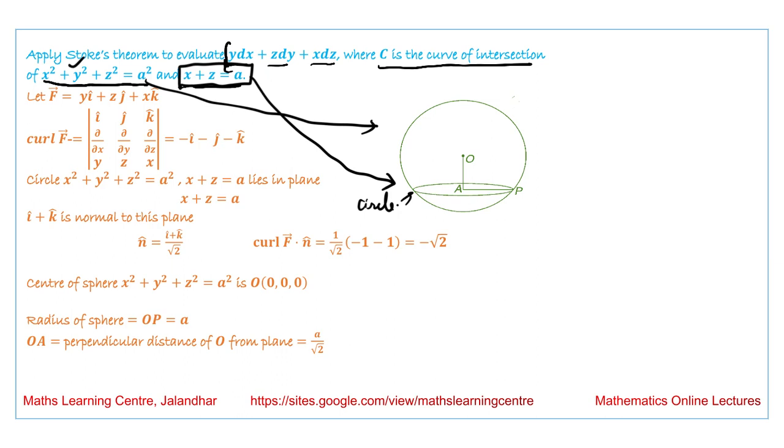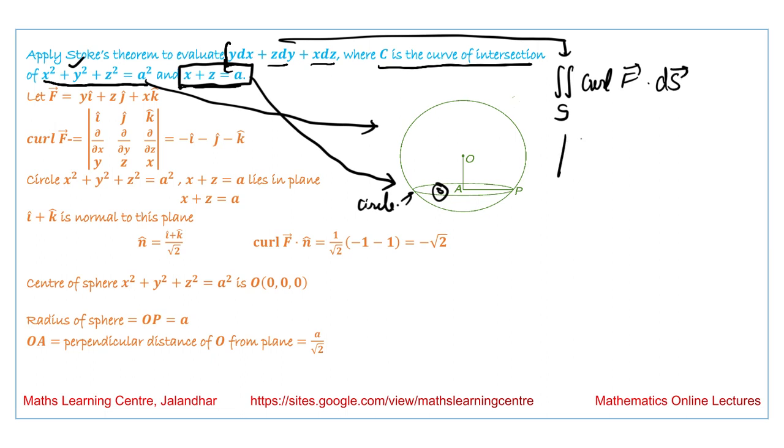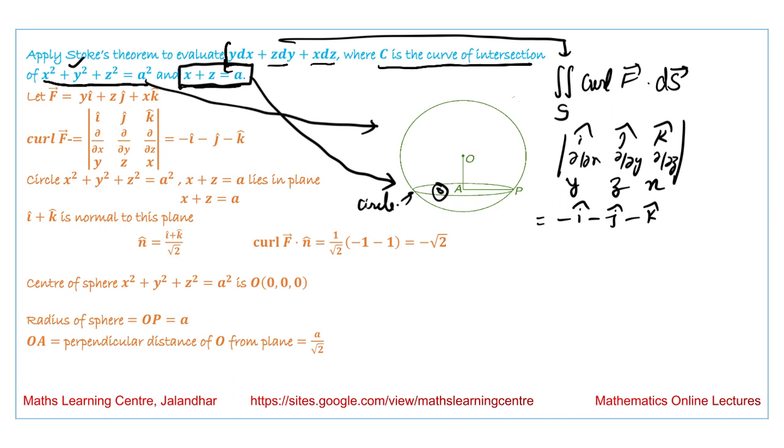So if we apply Stokes' theorem to this, this is equivalent to calculating the double integral over surface S. This is the surface S, and it is curl of f vector dot dS vector. Now curl of f vector, when we calculate, it is i j k cap, it is del by del x, del by del y, del by del z, and the values we have are y, z and x. So the answer we obtain is minus i cap minus j cap minus k cap.